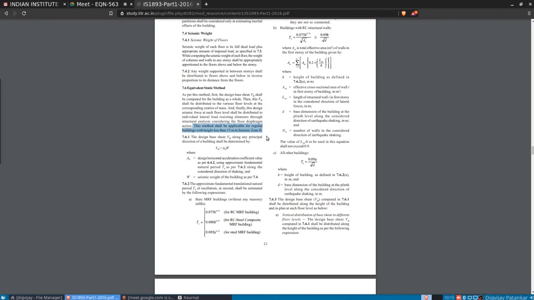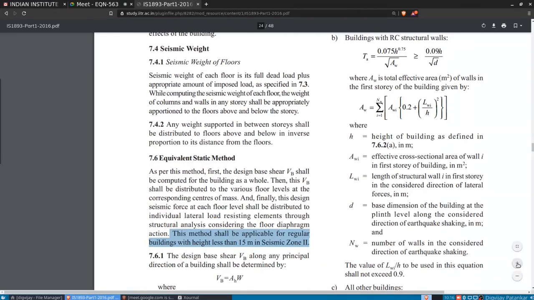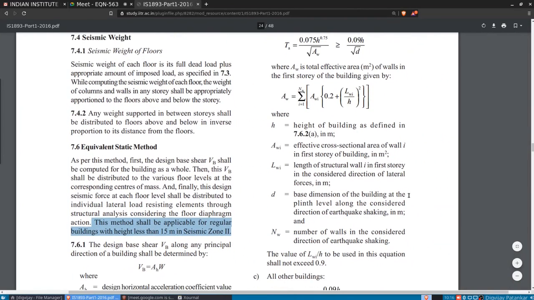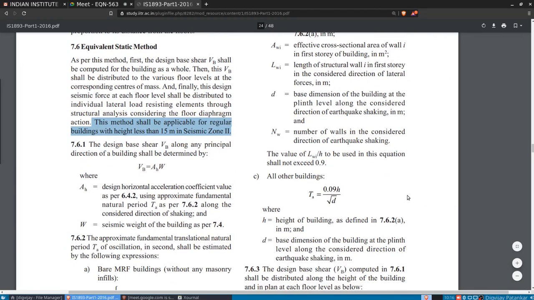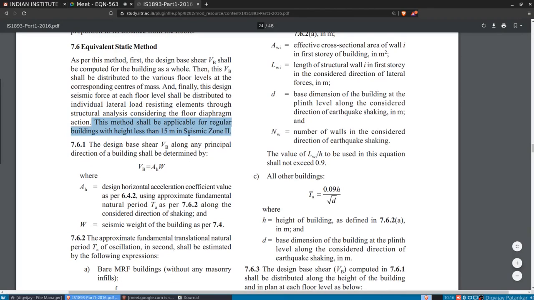2. Just let me confirm, are you able to see this font, or should I zoom in? Yes, you can zoom in a bit. It's very small. This is fine, right? Yeah. Yes. So the equivalent static method, this last line tells us that this method shall be applicable for regular buildings with height less than 15 meter in seismic zone 2.